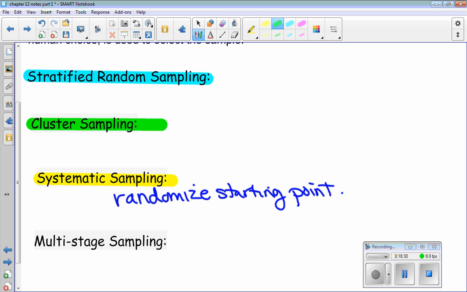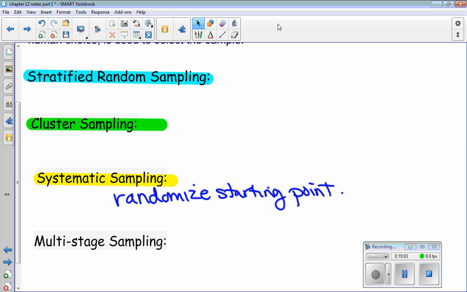If I wanted to do a stratified random sample for students in Prince William County, let's say high school students in Prince William County, my strata are going to be 9th, 10th, 11th, 12th graders. I would get all of the names of all the high school students in the county, and I would randomly pick so many 9th graders, so many 10th graders, so many 11th graders, so many 12th graders. That is a stratified random sample.